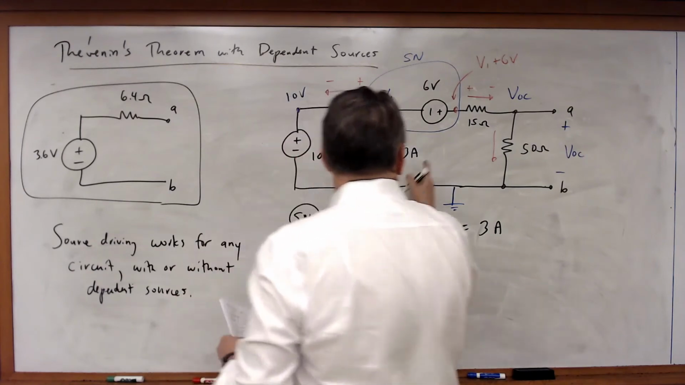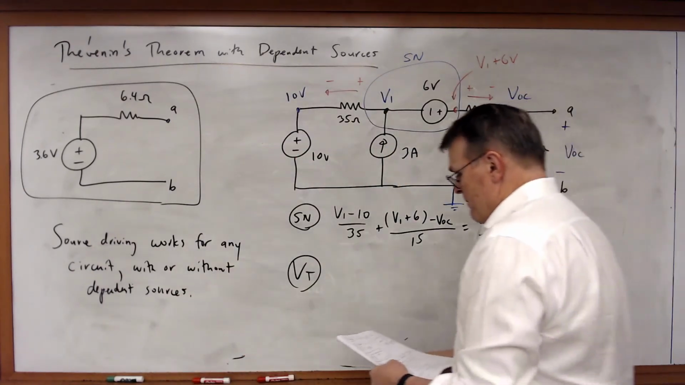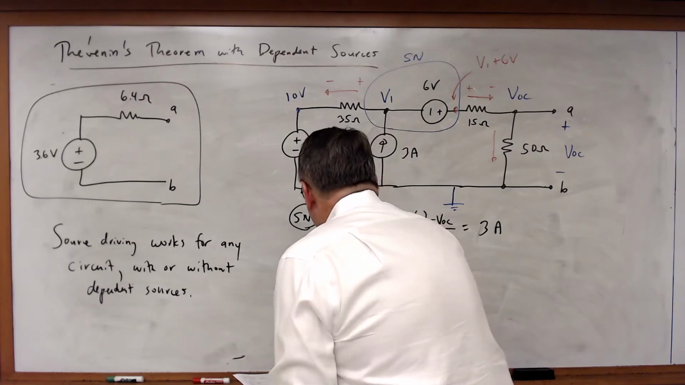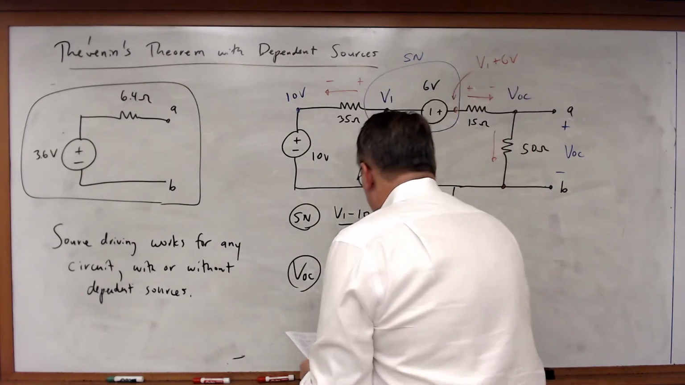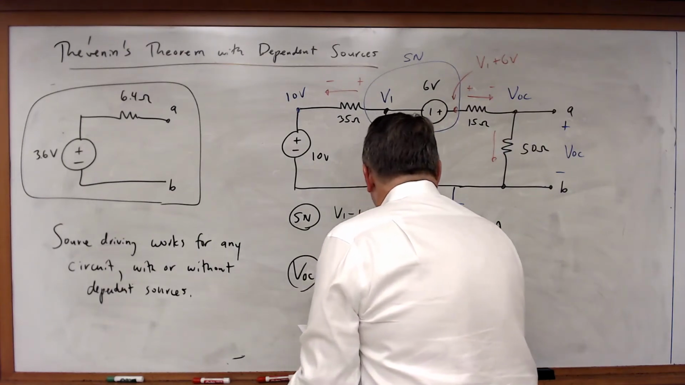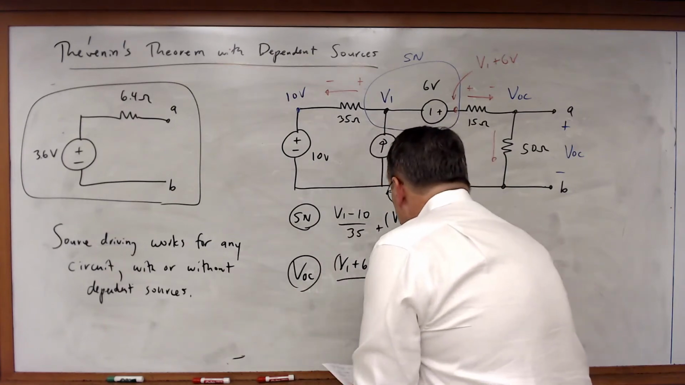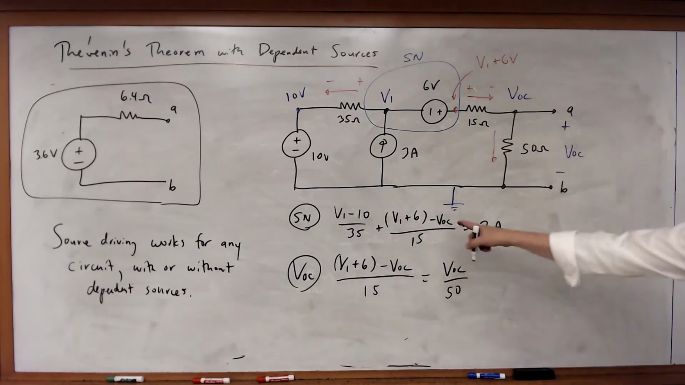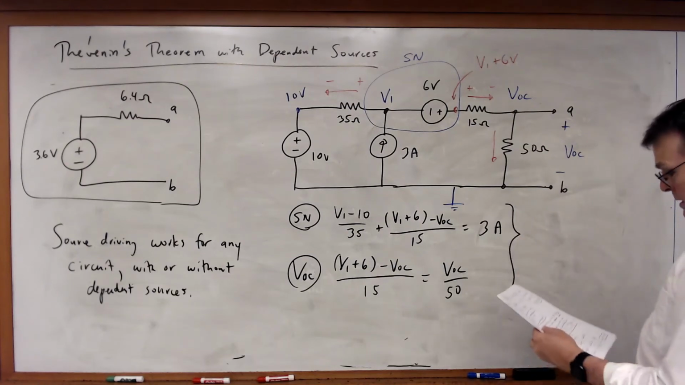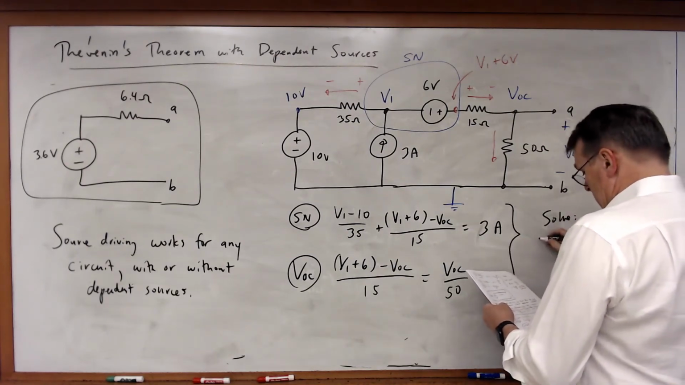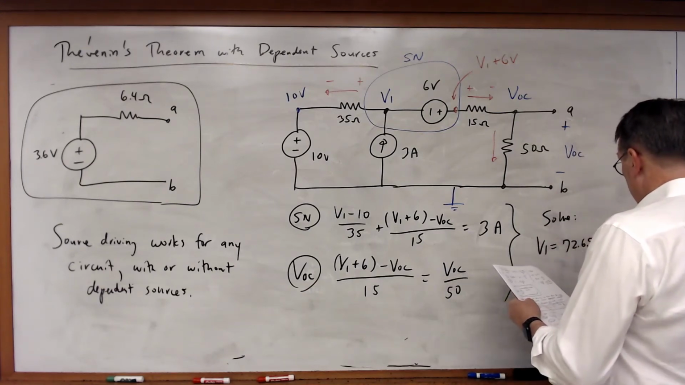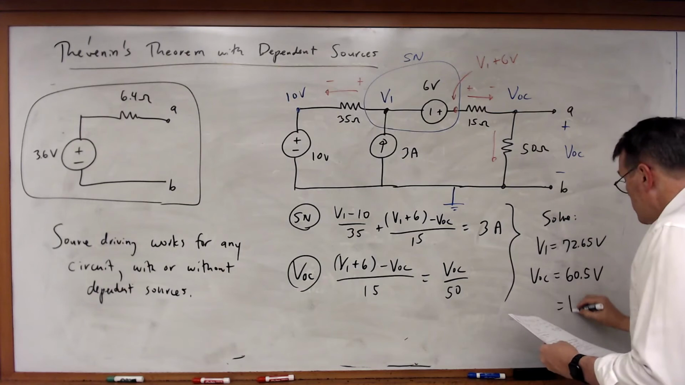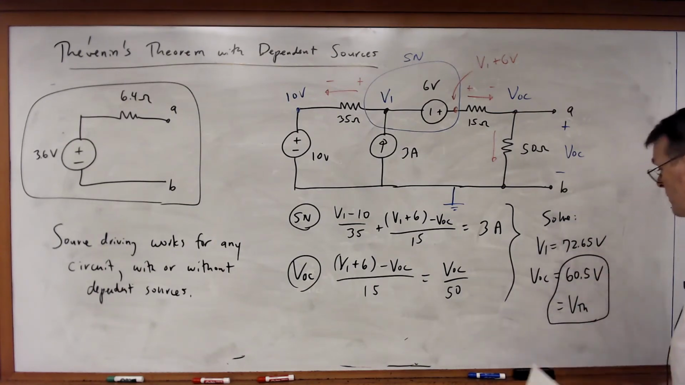For my VOC node, I get (V1 + 6 - VOC)/15 is equal to VOC/50. Two equations, two unknowns. I can now plug this in and solve. And what I will get is that V1 is equal to 72.65 volts and VOC is equal to 60.5 volts, which therefore is equal to my Thevenin equivalent voltage.